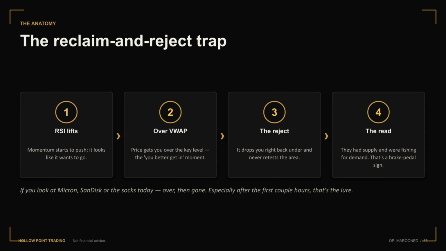The reclaim and reject trap follows a pattern. RSI lifts, price breaches a key level, then quickly rejects it. This confirms they were fishing for demand to offload supply. Especially after the first few hours, this activity is a clear warning sign for traders.